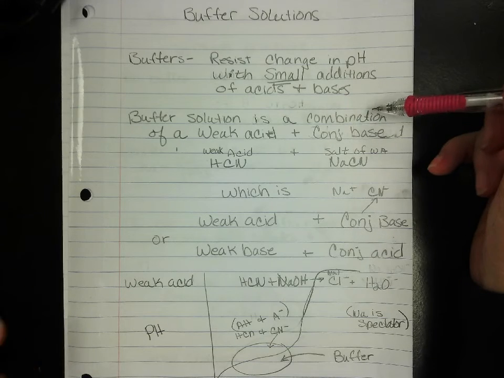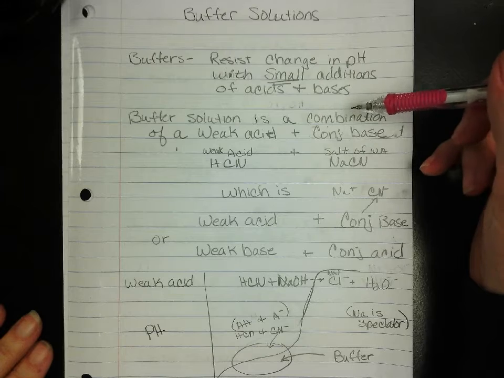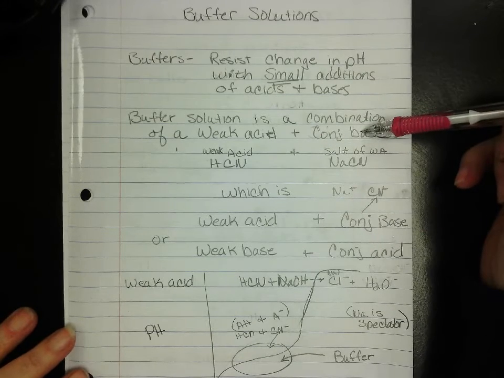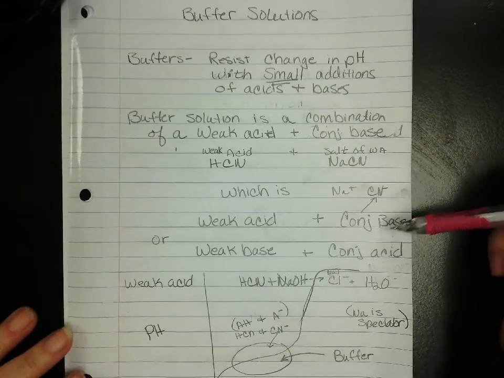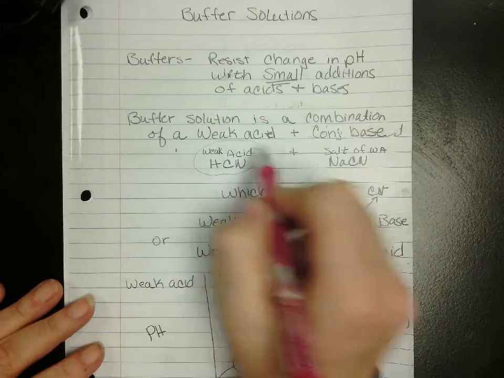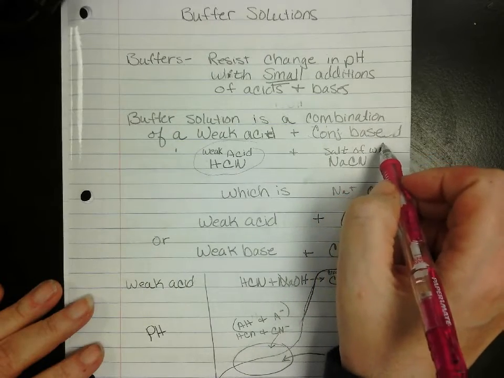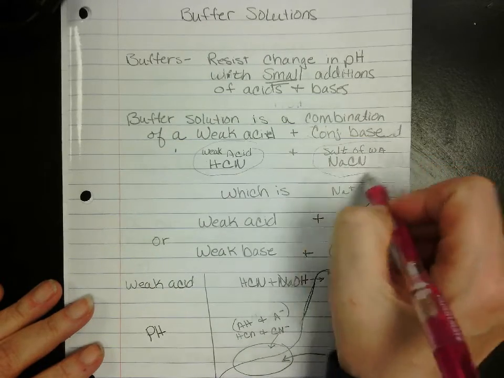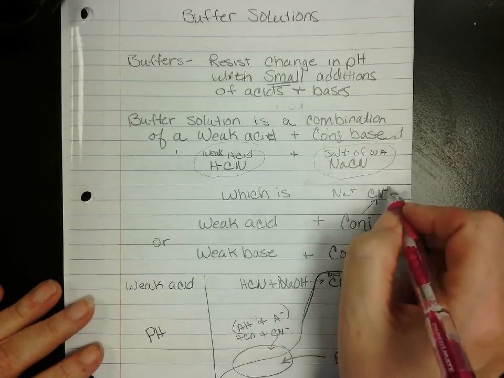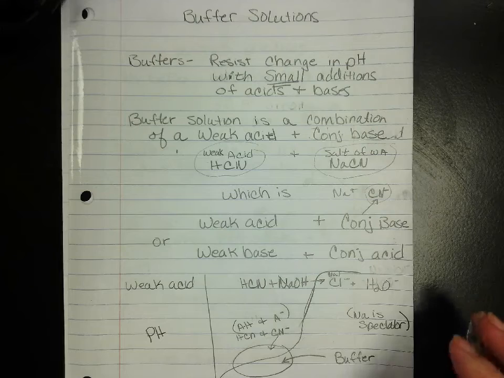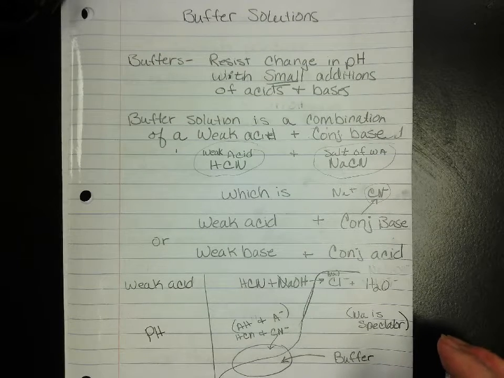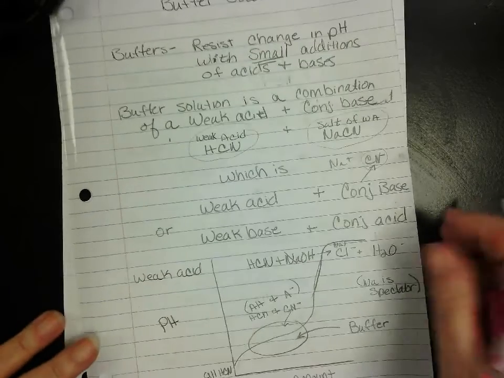A buffer solution is always a combination of a weak species and its conjugate. So here I have a weak acid and a conjugate base, but it can also be a weak base and a conjugate acid. A lot of times when they make buffer solutions, they take a weak acid and put in a common ion, which is the salt of the weak acid. That way I have my weak acid, and I have my conjugate base from the salt. Then I can make certain buffer solutions based on the pH that I want, and we'll talk about that in another lesson.